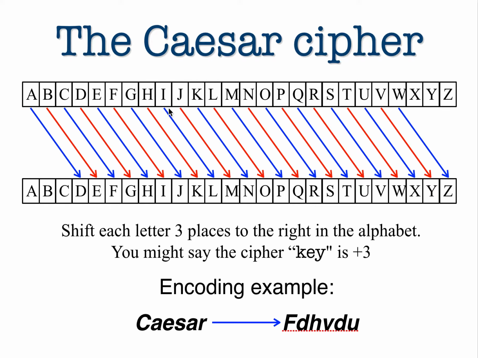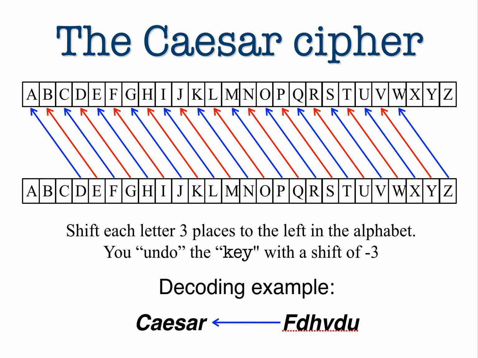As an example of writing a message in secret code using the Caesar cipher, consider the word Caesar. Let's shift C 3 places to the right to make F, A 3 places to make D, E 3 places to make H, and if you did this for the entire word, you'd end up with FDHVDU. So if you know that the key is 3, it's very easy to also decode messages.